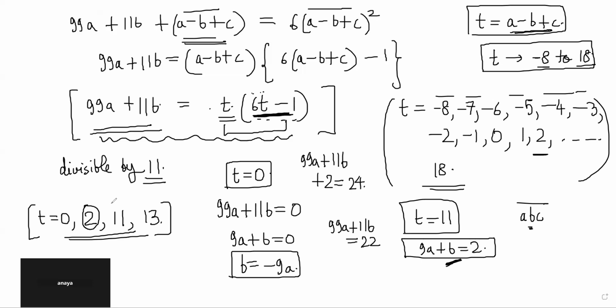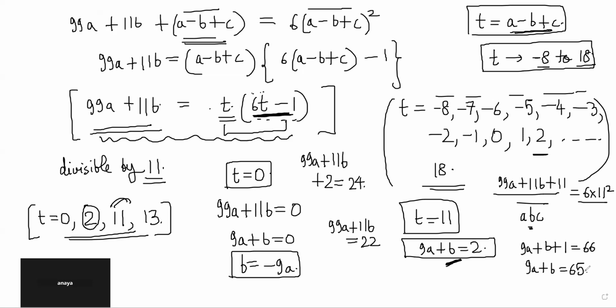Similarly, 11, if you try, you will get 99a plus 11b plus 11 is equal to 6 into 121, which will be, let's write it like this, 6 into 11 square. You can cancel 11 from both sides, right? So 9a plus b plus 1 is equal to 66. So 9a plus b is equal to 65, right? So here it seems like something could happen.